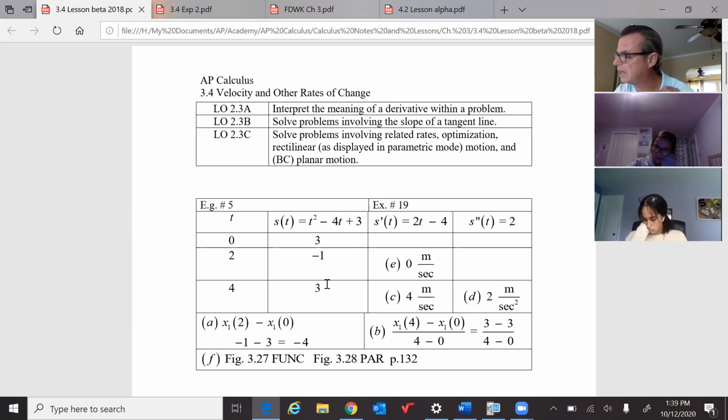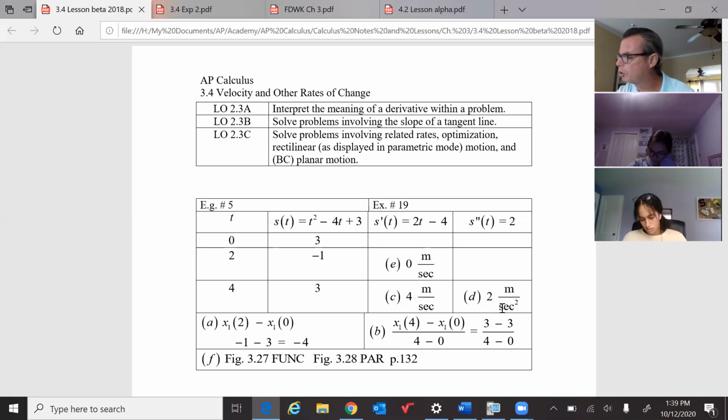C, find the instantaneous velocity at time 4. Well, put 4 in the derivative, and you get 4, ready, units, meters per second. D wants the acceleration. Well, that's a constant. It's 2 meters per second, which is 2 meters per second squared.